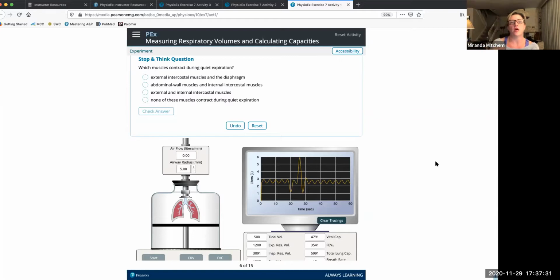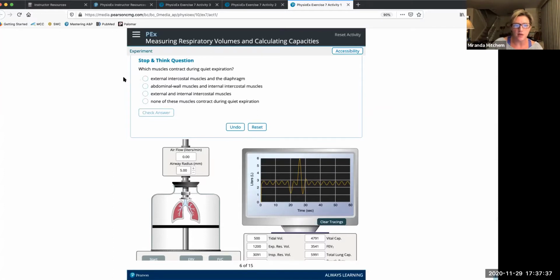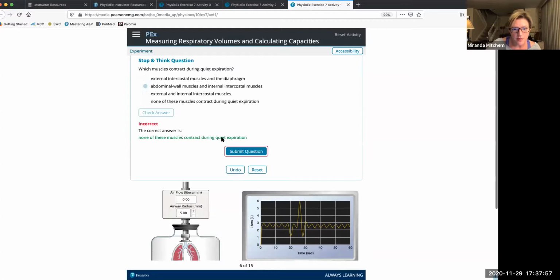Okay, which muscles contract during quiet expiration? That would be our normal breathing. It is not the external intercostals and diaphragm. That is inspiration. The internal intercostal muscles are involved. We can eliminate choice C here. So we've got our abdominal wall muscles and our internal intercostals. Yep, it needs to tell us which muscles are involved. So please don't ever select abdominal wall muscles because we need to know which ones. We can't just lump them all into one category. Okay, I did that on purpose to show you that point.